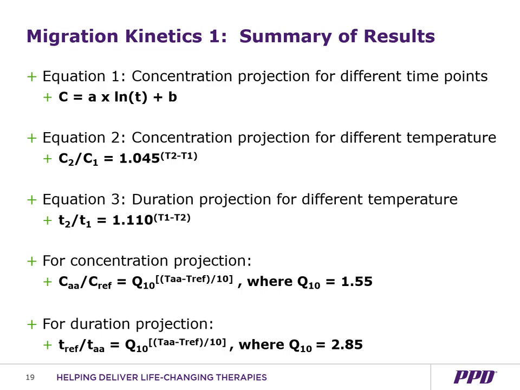And for the concentration projection, we had an experimental Q10 of 1.55. And for the duration projection, we had an experimental Q10 of 2.85, which is fairly comparable to the conventional Q10 value of about 2 for first order kinetics, which is a more conservative number.